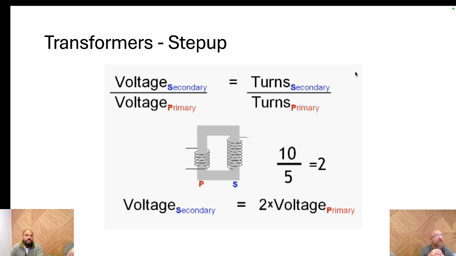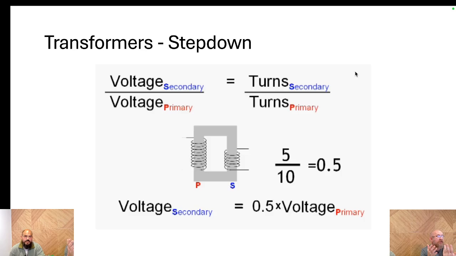So, for instance, if we have 5 coils on the primary and 10 on the secondary, we're going to get 2 times the voltage out of it. This would be a step up. So if we put in, let's say, 120 volts, we're going to get 240 on the other side.